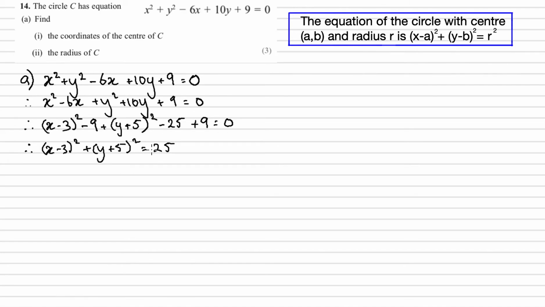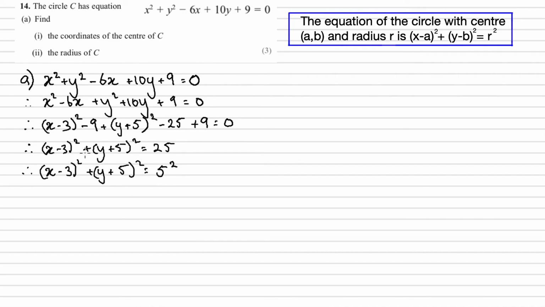I just need to change this last bit here to get it into this form. Okay, I can now therefore say this is the same as (x minus 3) squared plus (y plus 5) squared equals something squared. That something is going to be 5 squared because we know 5 squared is 25. Okay, so we're nearly done now.